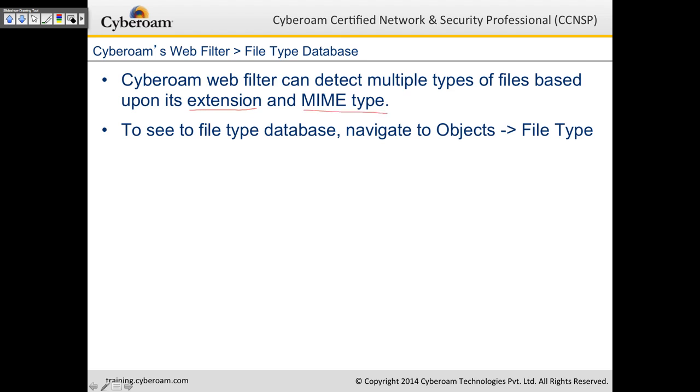There are smart people moving around who will change the extension of .exe to .doc and install malware in your PC. So if Cyberoam is there, it can understand, okay, this extension is allowed, but the MIME type is of exe. It's not a doc file, so block that. You can also see the file type database. In order to see that, you need to go to Objects, and then you can go to File Type.